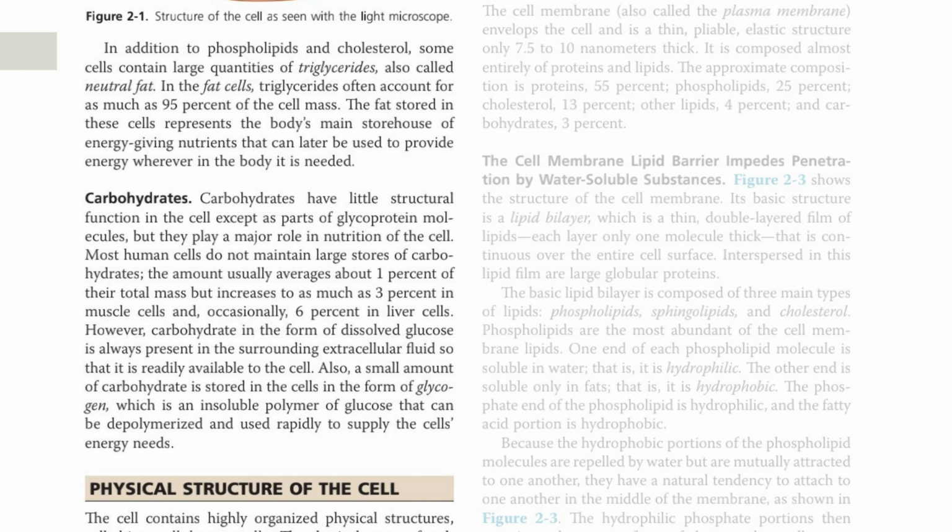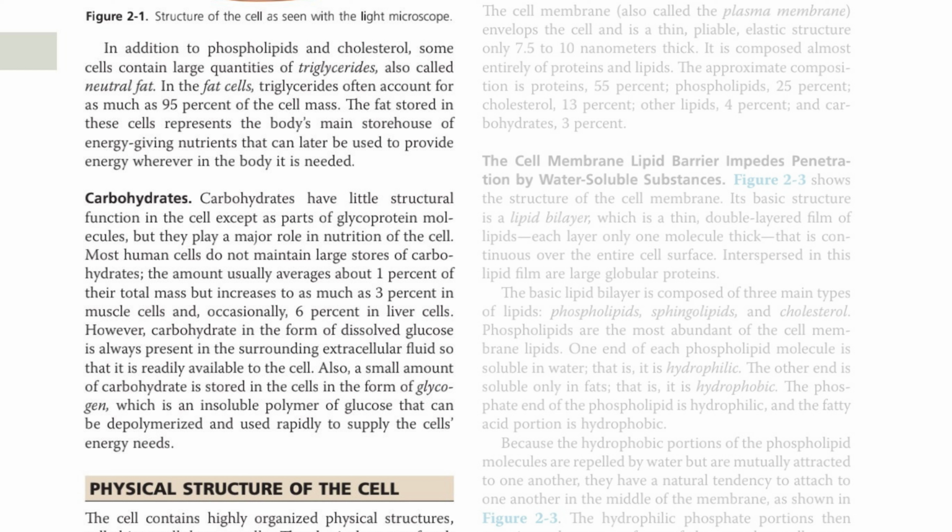Carbohydrates. Carbohydrates have little structural function in the cell except as parts of glycoprotein molecules, but they play a major role in nutrition of the cell. Most human cells do not maintain large stores of carbohydrates. The amount usually averages about 1% of their total mass but increases to as much as 3% in muscle cells and, occasionally, 6% in liver cells.